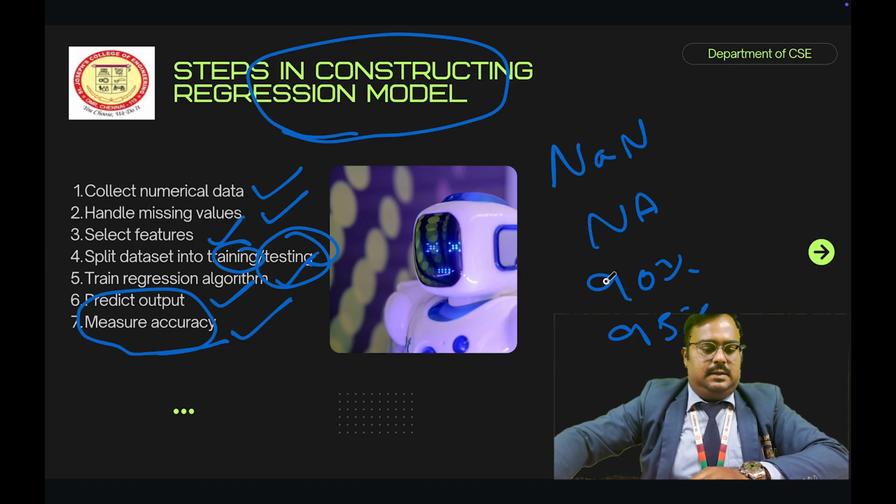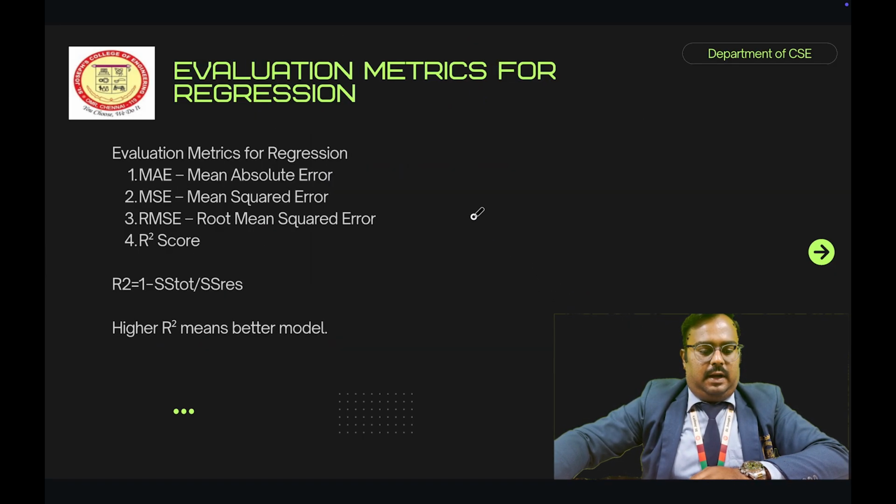So next one is evaluation metrics for regression, right? We have various evaluation metrics for regression. First one is mean absolute error. Next one is mean squared error. Next one is root mean squared error. Finally R2 square. So what is meant by mean absolute error?